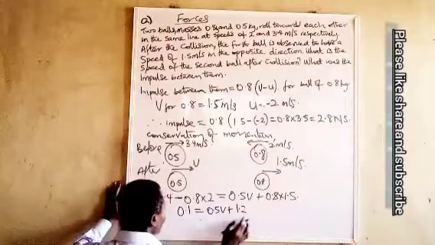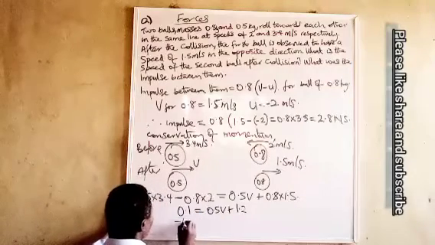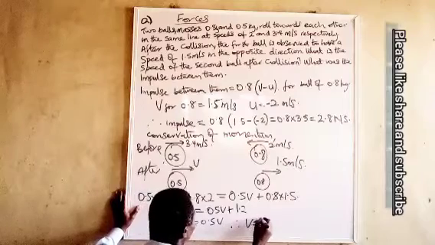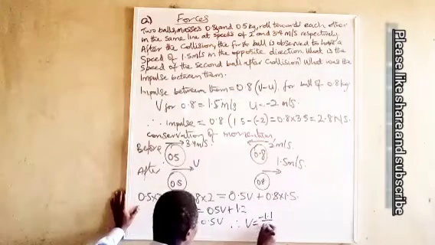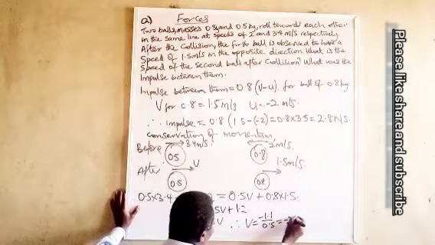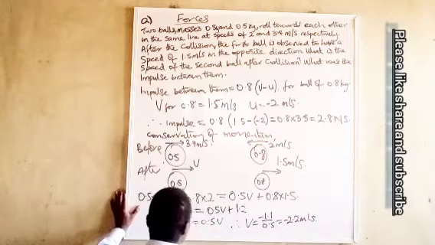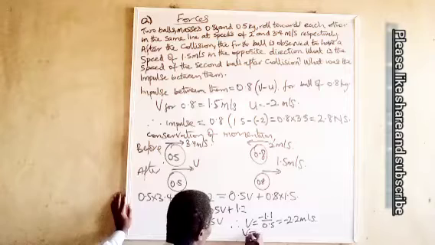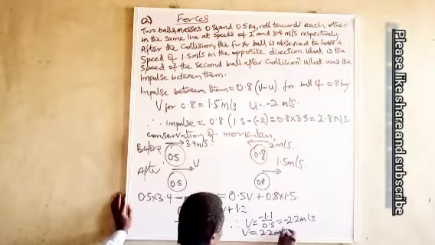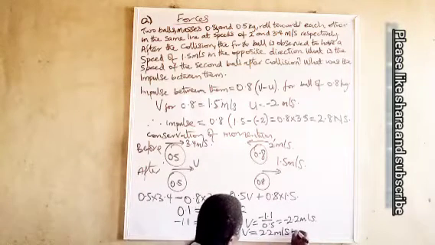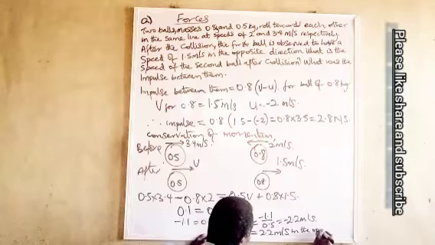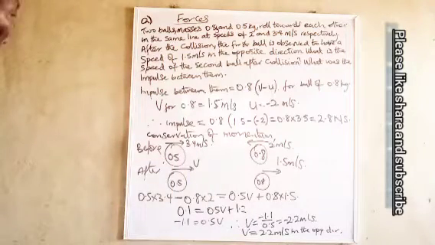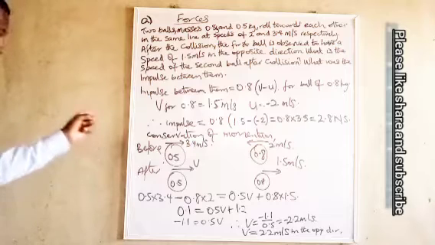Now let me subtract 1.2 from both sides. That will give me minus 1.1 equals 0.5V. Therefore, V equals minus 1.1 over 0.5, which is minus 2.2 meters per second. So the final velocity for the second one, that is the mass 0.5, is 2.2 meters per second in the opposite direction. That's why you have that minus there. So the initial direction of the 0.5 ball is taken as positive.